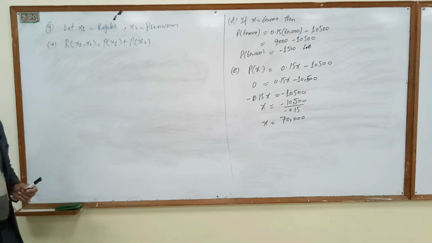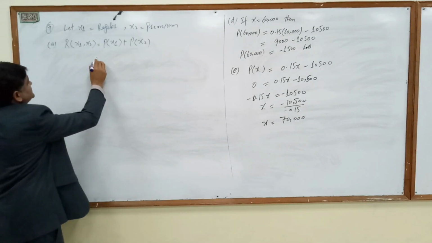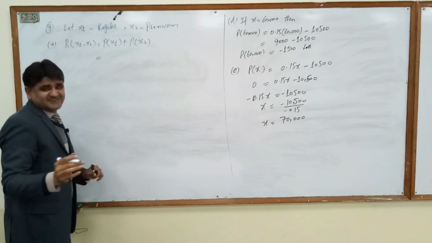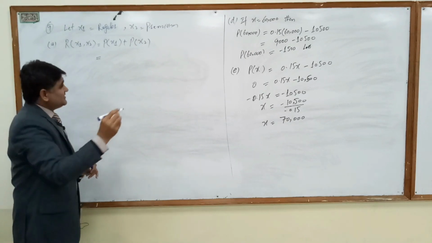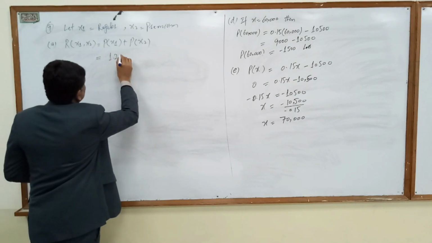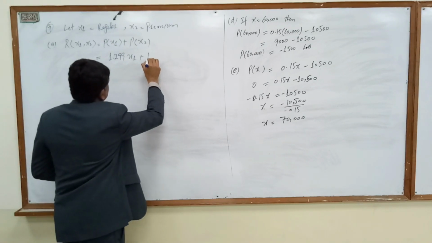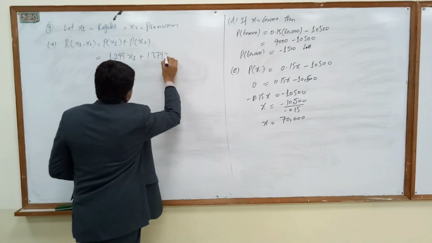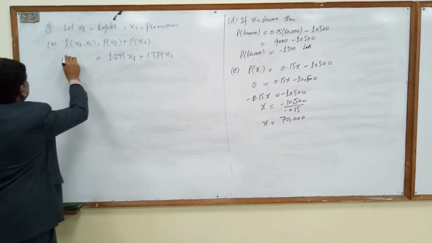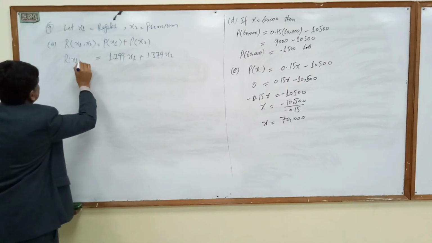What is the price of X1? 1.299 into X1 plus 1.379 X2. That is the revenue function of the given two products.